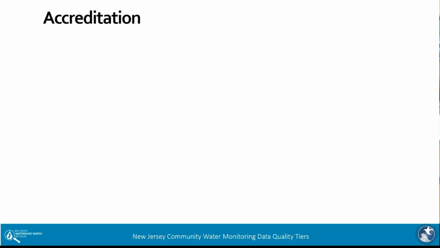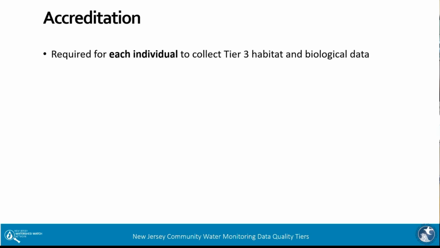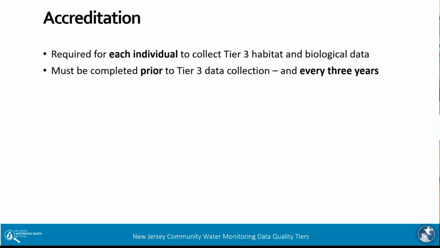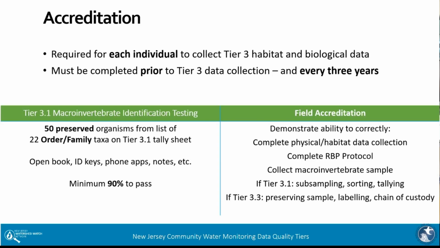So for accreditation, this is required for each individual volunteer to collect the tier 3 habitat and biological data. This must be completed before you do your data collection, and then renewed every 3 years, assuming that you are enjoying yourself and continue to participate, which we hope that you do.